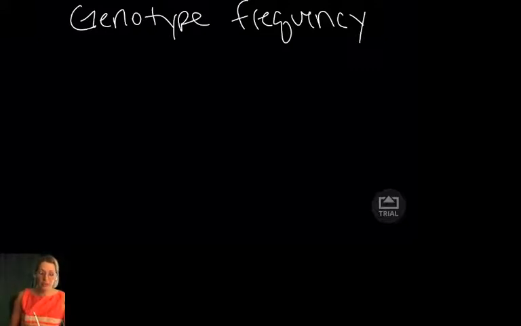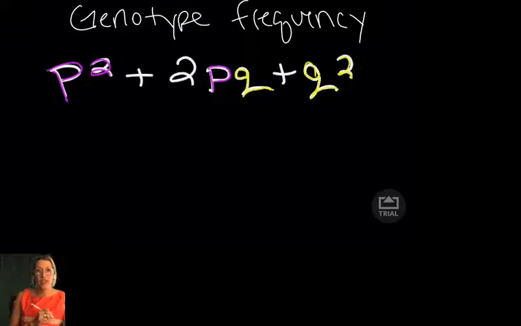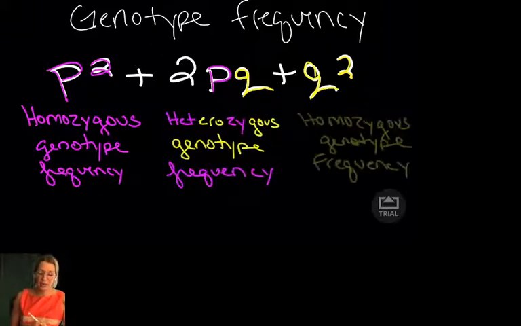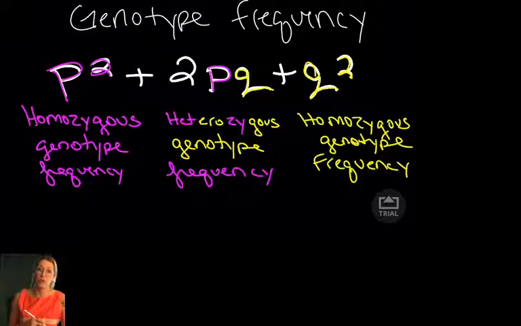All right, genotype frequency, Hardy-Weinberg equation is p squared plus 2pq plus q squared. P squared is the homozygous genotype, the first homozygote, usually the dominant, because we're usually talking about a dominant recessive system, but you guys know from genetics, sometimes we don't have a simple dominant recessive system. The heterozygous genotype, and then the other homozygote frequency. So let's work through a problem.